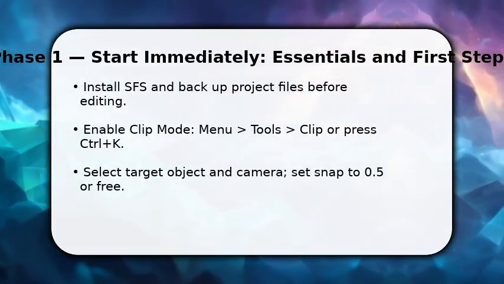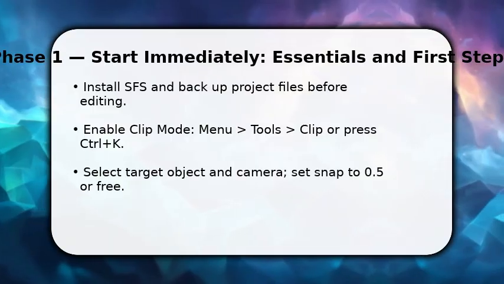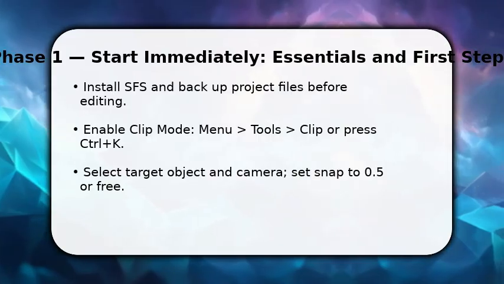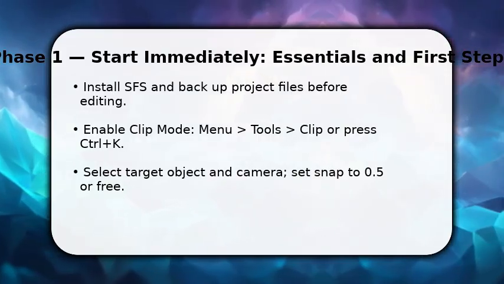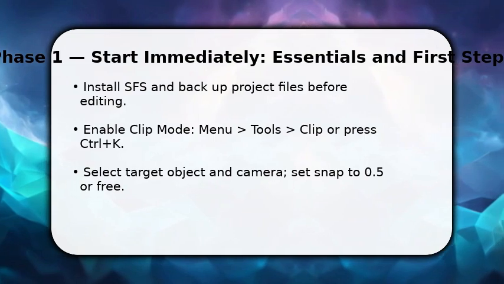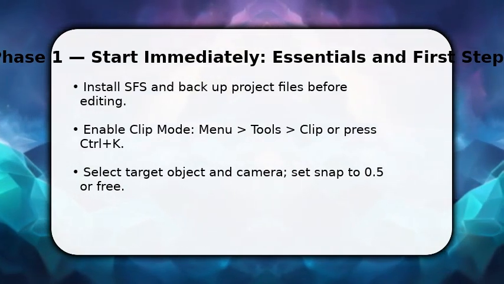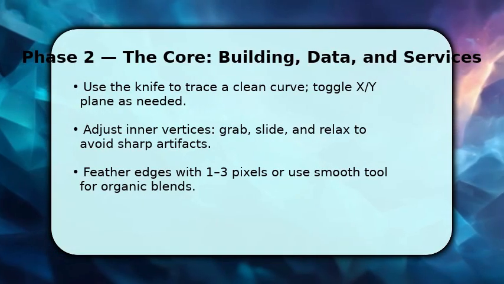This keeps perspective consistent. Next, set snapping to 0.5 or switch to free movement if you need fine control. Once done, position the first control handle near the edge where the cut will begin, and prepare to make the initial incision.